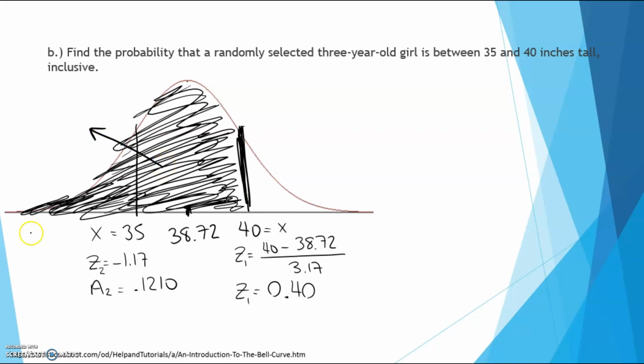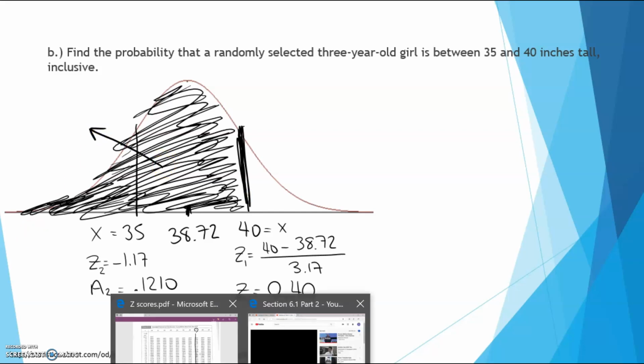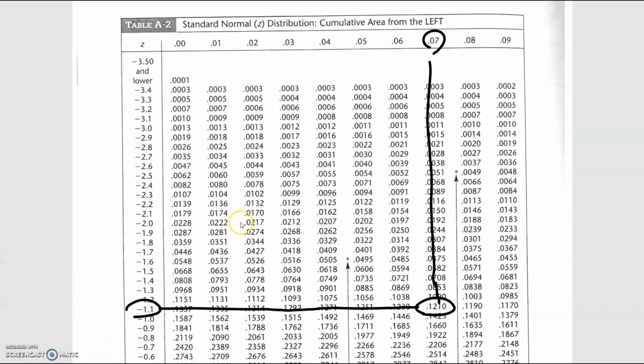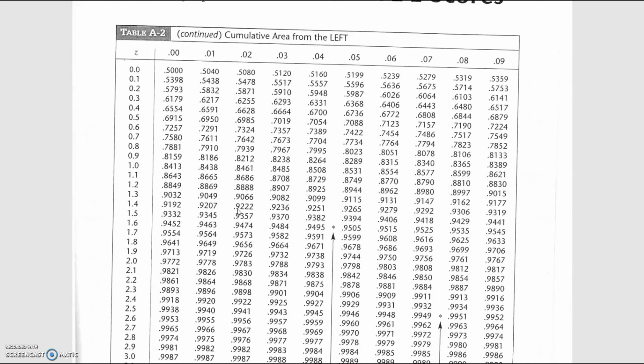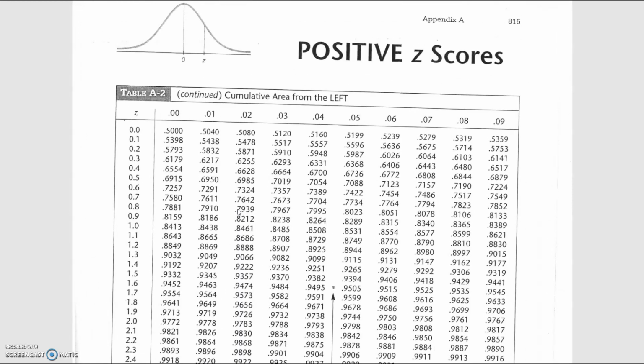To get that area, I need to go back to my z-table and go to the positive side. Now I'm looking for 0.4. There's 0.4 right there. And I don't have 0.41 or anything, I just have 0.4. So my answer is going to be 0.6554. So the area to the left of that z-score is 0.6554.